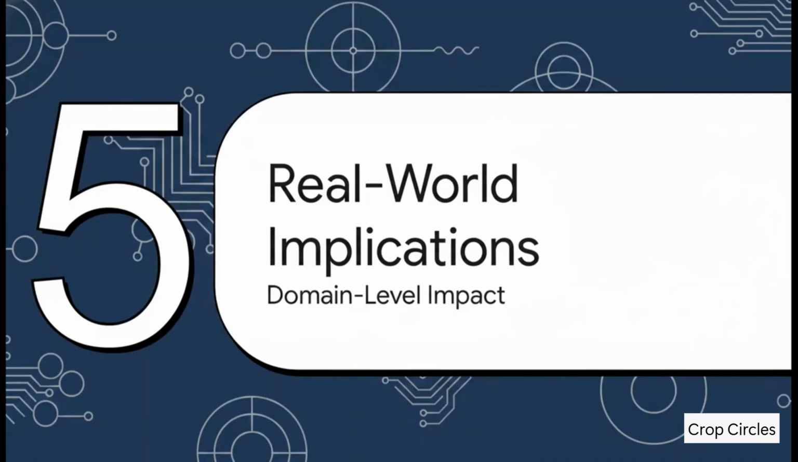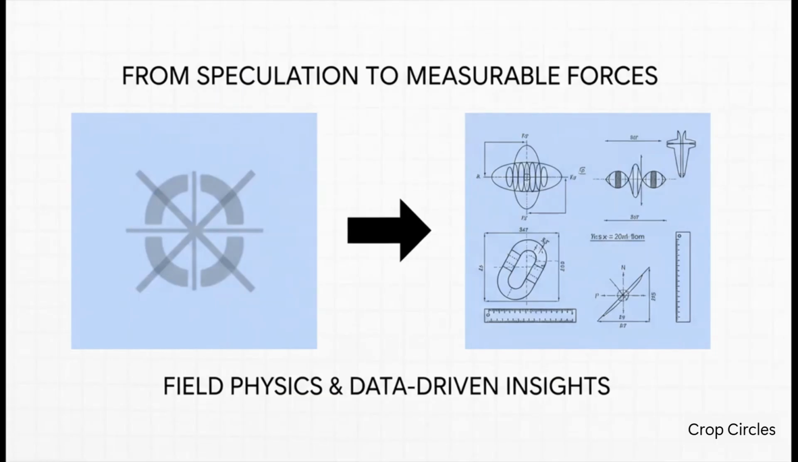Section 5. Real-world implications. So, what happens if this is all true? If Kevin L. Brown's model passes the test, it changes everything for science and agriculture. The most immediate impact is that it permanently shifts the debate. It stops the endless arguments about who made these things, and it forces everyone, scientists, investigators, you name it, to treat these sites as serious, measurable physical anomalies. We're talking about real forces producing real structures.